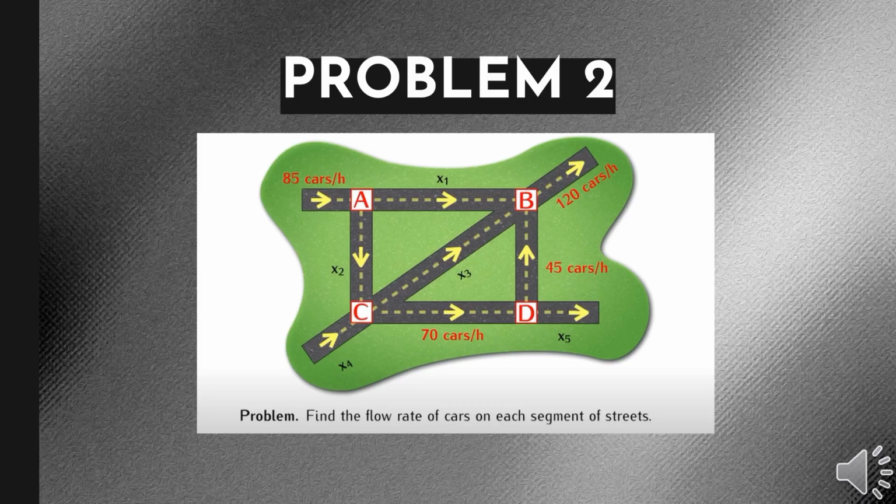So, here's the diagram of problem 2. For reference, it would also be useful to name the intersections in this network, which are A, B, C, and D. Then, we label x1 until x5 for the traffic flows that don't have values. For these questions, we need to find the flow rate of cars on each segment of the streets.